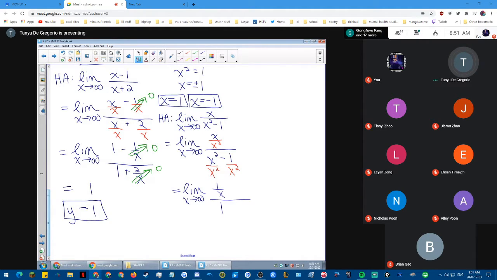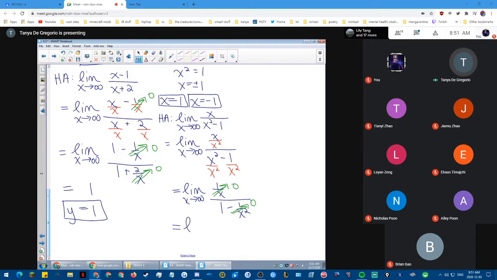Here I've got 1 minus 1 over x squared. What can I conclude? 1 divided by a huge number approaches 0. 1 is just 1. And 1 divided by now a huge number squared, that's going to be even closer to 0. And so the limit as x approaches infinity is equal to 0.